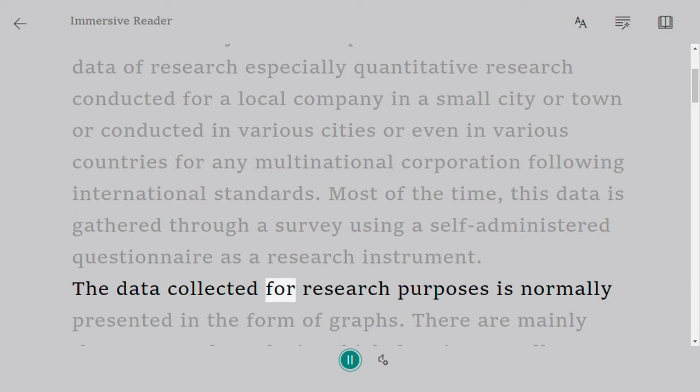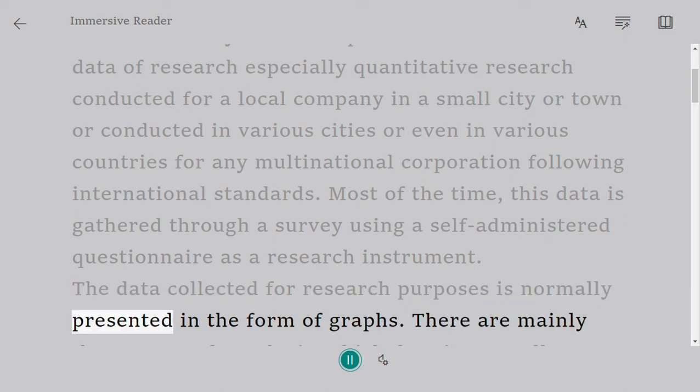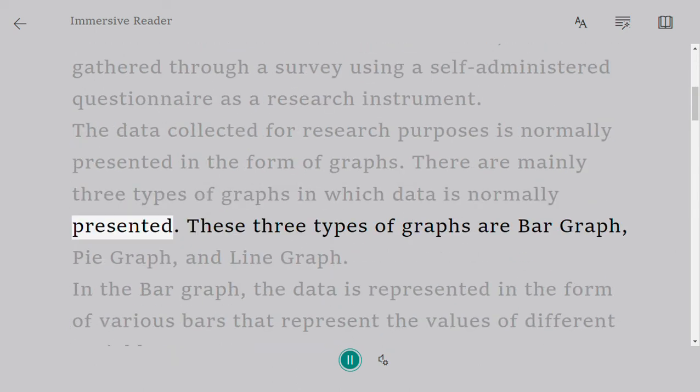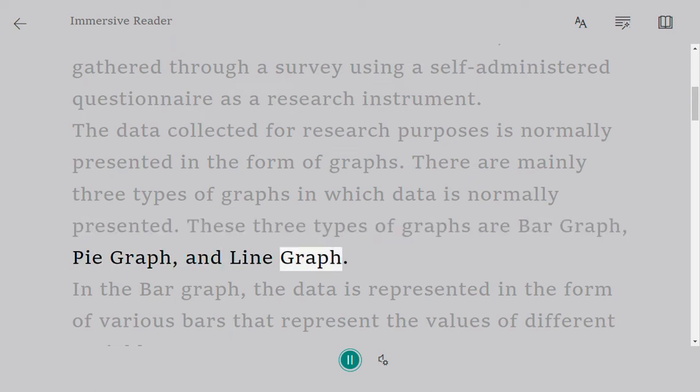The data collected for research purposes is normally presented in the form of graphs. There are mainly three types of graphs in which data is normally presented. These three types of graphs are bar graph, pie graph, and line graph.